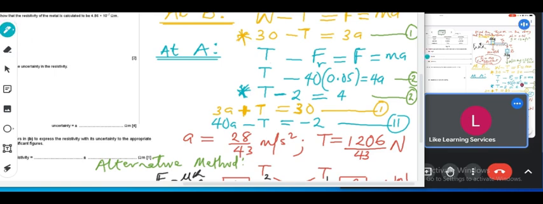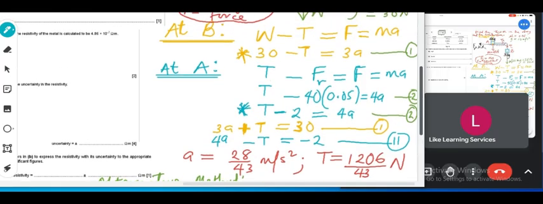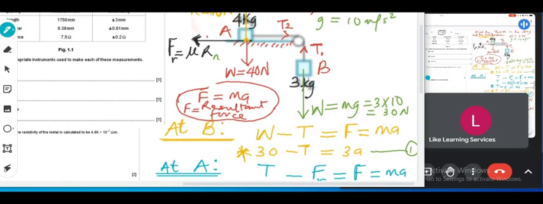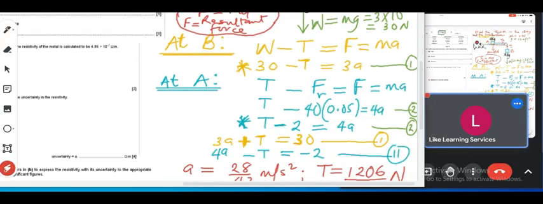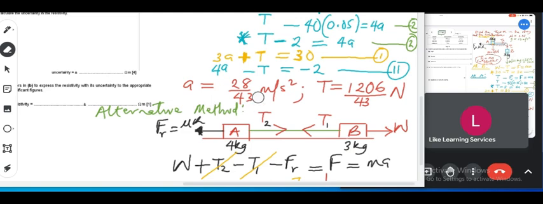Just correct it to 4A, please. 30 minus 1 minus 2. Yes, A is equal to 4, because the mass Y is 4, so 4A, not 40A. Please let me correct this. A is equal to 4, right? Yes. Okay, 4 meters per second squared. Tension is what?